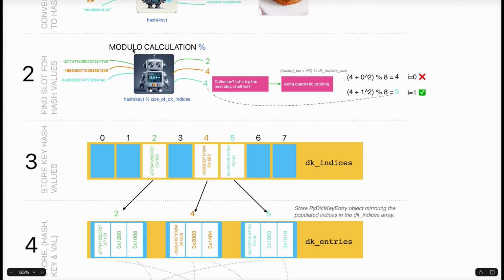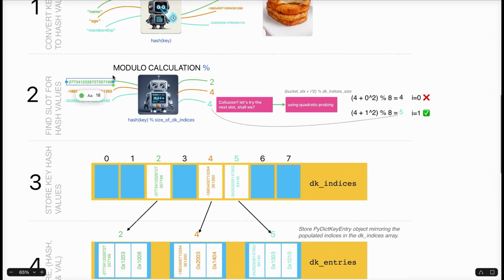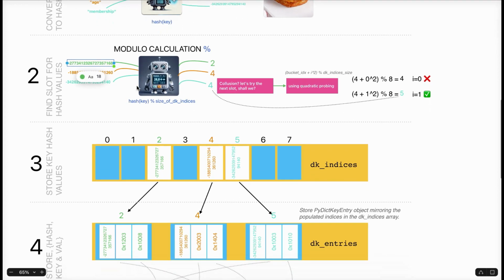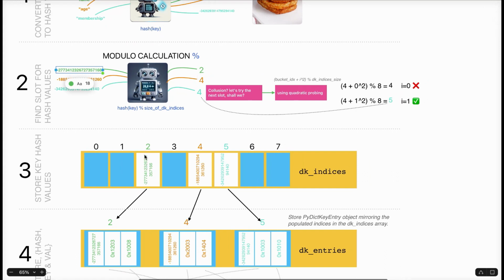So to calculate that, what we do is we take the hash value, modulo operator, and the size of our indices array. In this case, our size is 8. So what we're doing is this number modulo 8 produces 2, and the second number modulo 8 produces 4. Third number again produces 4. Now, if you've noticed, the first number, which is name, it's the green one, right? So it corresponds to name, needs to go to index number 2 in our DK indices array, okay?